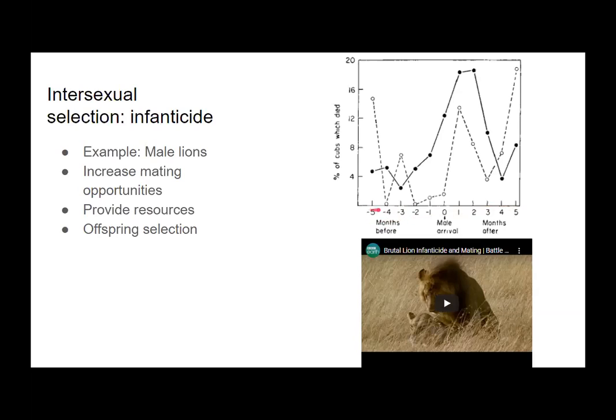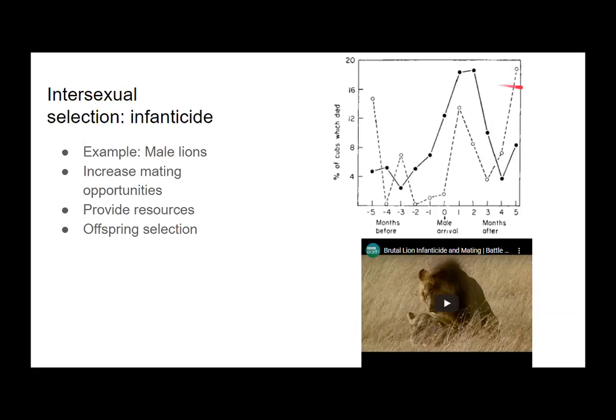In this study, they looked at the percent of cubs which died before the rival male arrived, when the male arrives, and then after. In the months before the arrival of the male, there's fairly low death. When the male arrives, there's a huge percentage right after the male arrives. But it doesn't really drop off. Even after 5 months, there's high mortality of cubs.